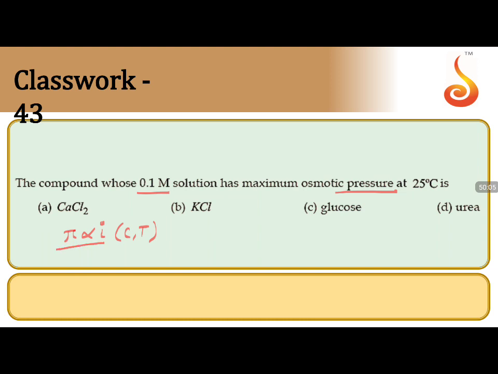So Van 't Hoff factor for this is equal to 3. Van 't Hoff factor for this is equal to 2. For this it is 1. For this it is 1 because there is no dissociation. KCl splits into K plus and Cl minus, 2 parts. CaCl2 splits into Ca2 plus and 2Cl minus, 3 parts. So you have more particles for CaCl2. So that will be our answer, option A.